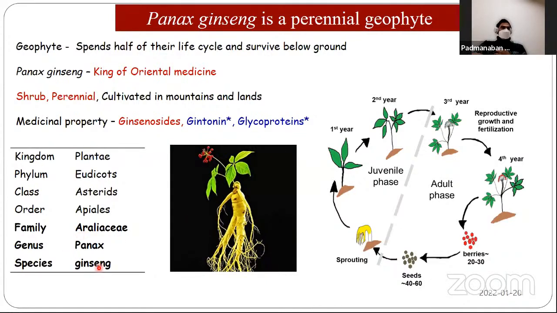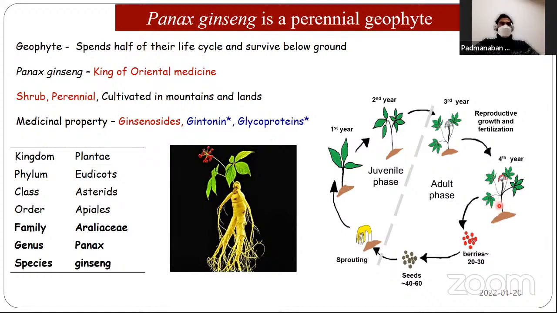That belongs to the genus Panax, and the name is ginseng. It is a perennial plant, so it lives under the soil for many years until you dig it out. They produce important metabolites, ginsenosides, which are triterpenoid metabolites, which I gave a short note on in the previous slides, and gintonin and glycopyrrole. They are abundant, and actively researched for their activity.